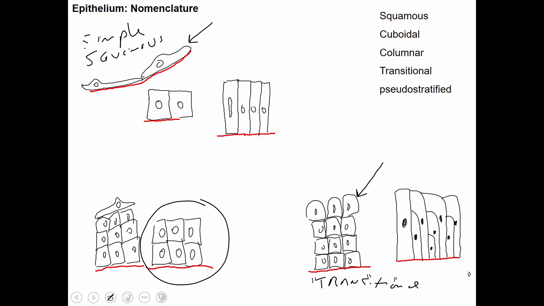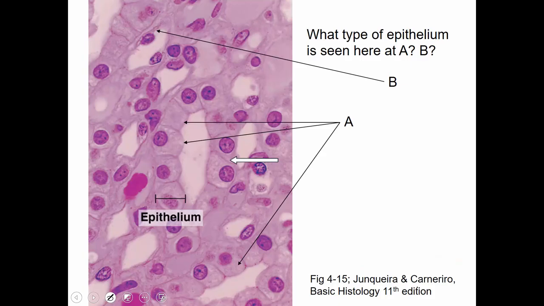The problem here is, could you look at a section and tell me that it's stratified versus pseudostratified? No. You will just have to know that in the respiratory system or in the male reproductive system, it's a pseudostratified epithelium. So that's a case where you just have to know what system you're looking at by some other cues and then know what type of epithelium. So what type of epithelium is A?